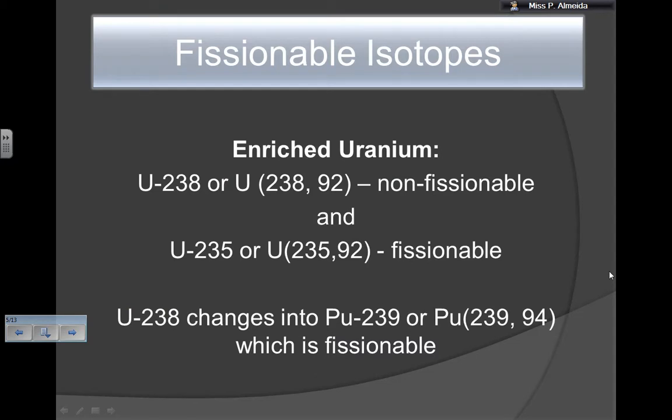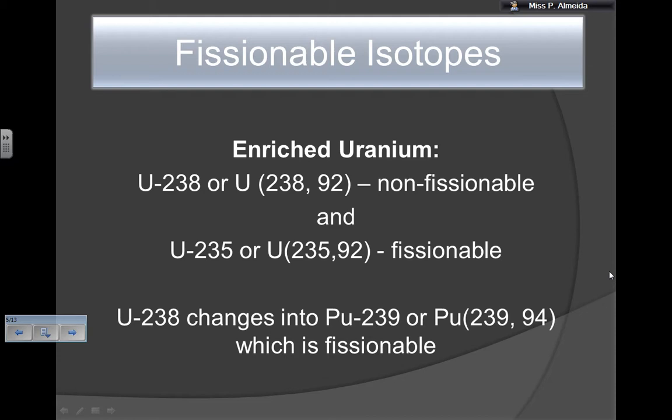I can use enriched uranium, which is uranium-238, or uranium-238-92 if you want to think about the mass and the atomic number, which is non-fissionable, and I can use uranium-235, or uranium-235-92, which is fissionable, okay?